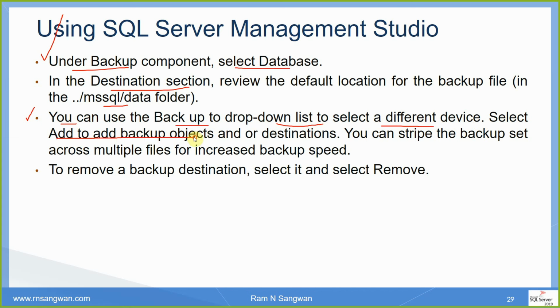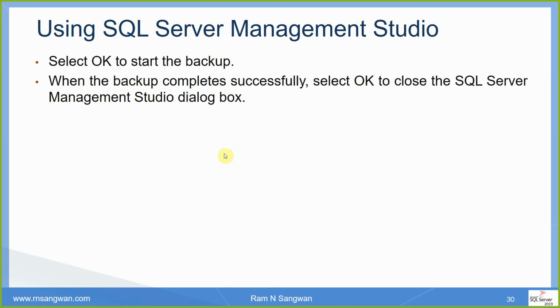You can use the Back up to drop down list to select a different device. Select Add to add backup objects or destinations. You can also stripe the backup set across multiple files for increased backup speed. To remove a backup destination, select it and remove it. Click OK to start the backup.